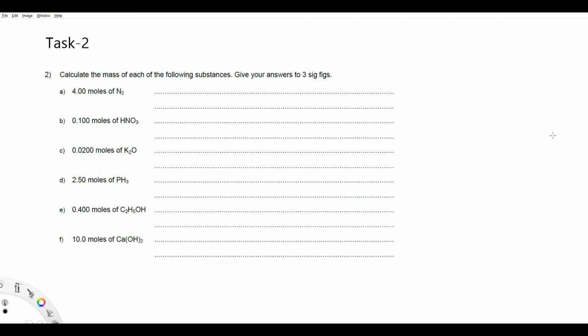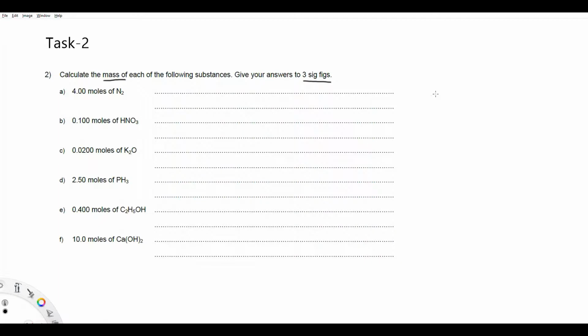Hello everyone and welcome to task 2. In this task, you are required to calculate the mass of each of the following substances and to give your answer to 3 significant figures. So let me have a look through this first example for you. So we want 4 moles of nitrogen. What would I need to weigh out if I wanted 4 moles of nitrogen?